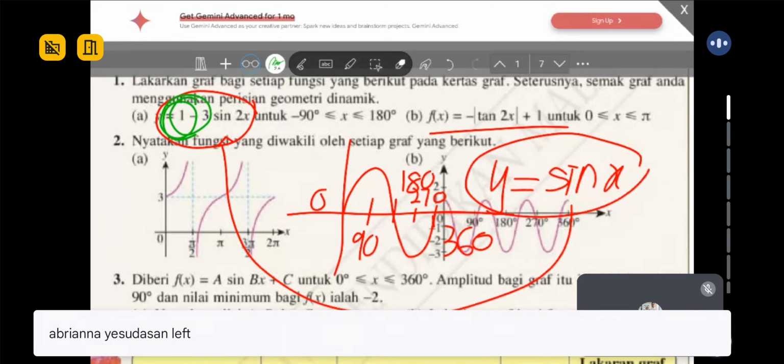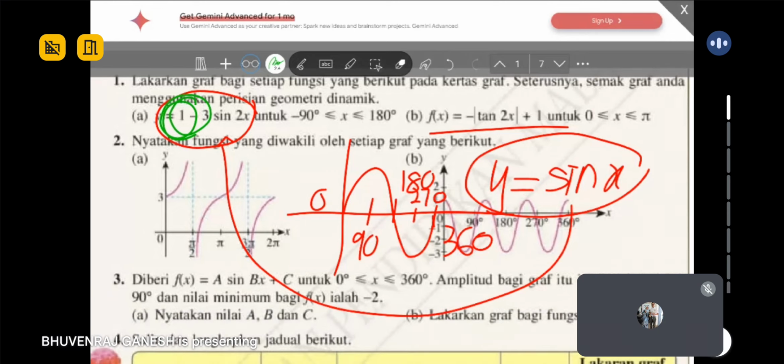Will you draw or not? Your A value change, one graph. B value change, another graph. C value change, third graph. No, right? Kamu semua takkan buat macam tu kan? Terus kamu akan lakar graf akhir. Betul? You must draw the final answer.